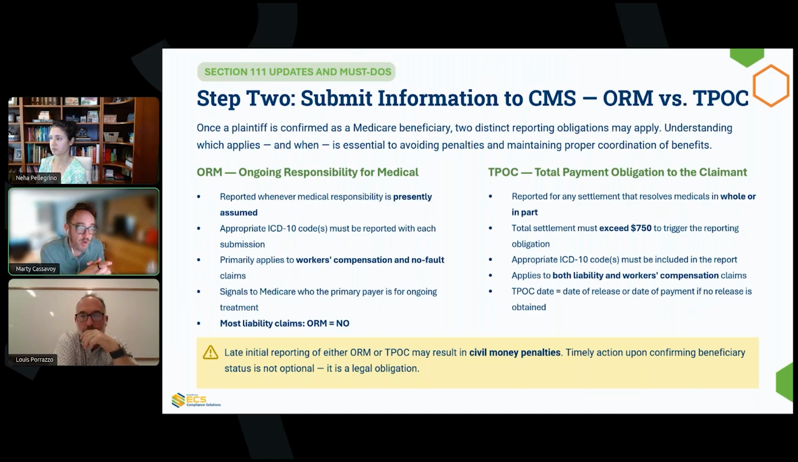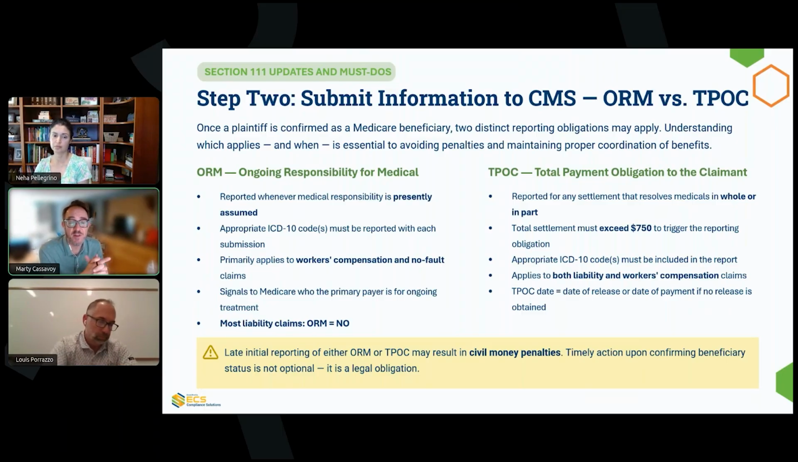What you do have to worry about in liability cases, way more, and in almost every liability case, is the concept of TPOC, right? So what's TPOC? It stands for total payment obligation to the claimant. So the CMS, Medicare just comes up with these fancy acronyms. Nowhere else do you find TPOC. What TPOC signifies is any settlement that is resolving in whole or in part a claim for medical benefits.